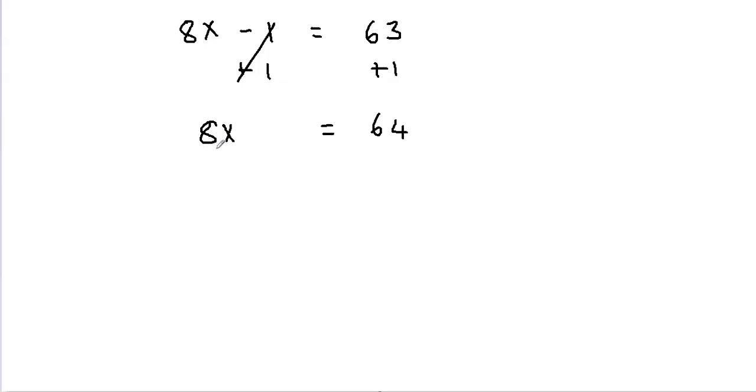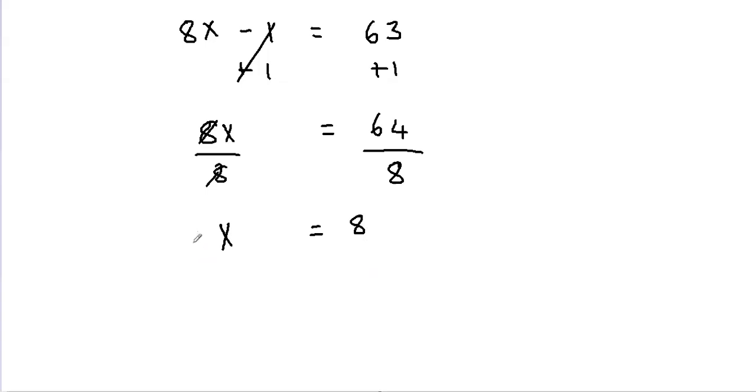So whatever number you see that is attached to your x variable, this is called a coefficient. You just divide by that coefficient on both sides of the equation. So I'm going to divide by 8 on both sides of my equation. This 8 and this 8 will cancel out each other, which is what we want. So x is equal to, and then 64 divided by 8 is 8. So we got x equals 8.